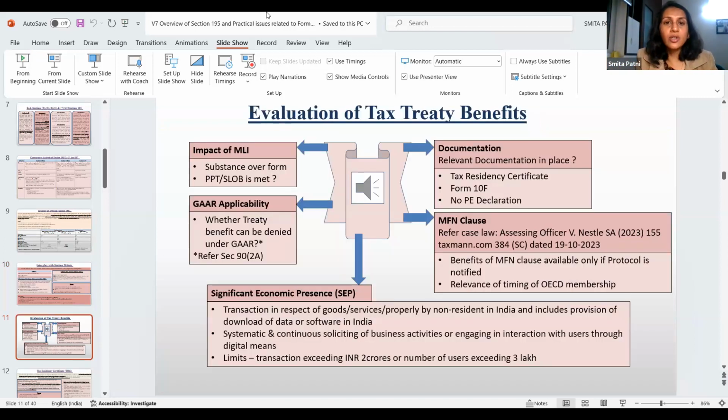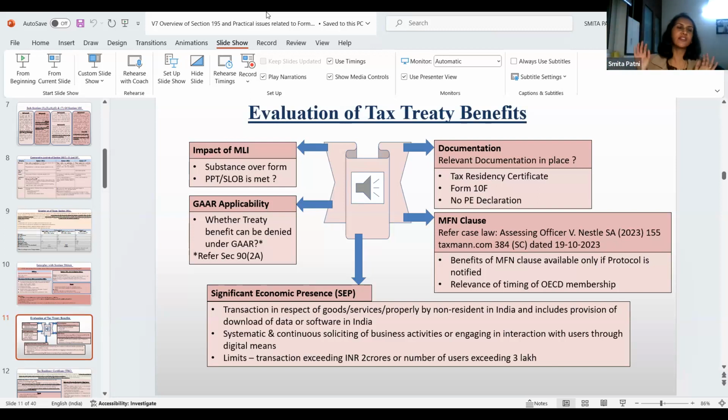So now coming to evaluation of tax treaty benefits. Section 90: obviously the rates in force have already been defined, as defined in Schedule 2 of Part 2 of Schedule 1 in the Finance Act. Those rates are already there.